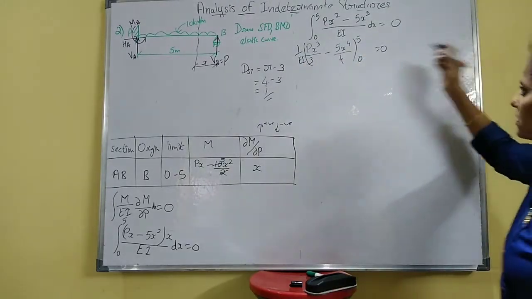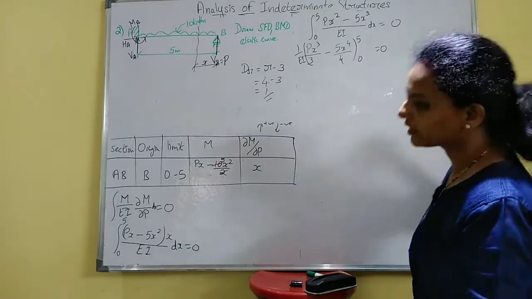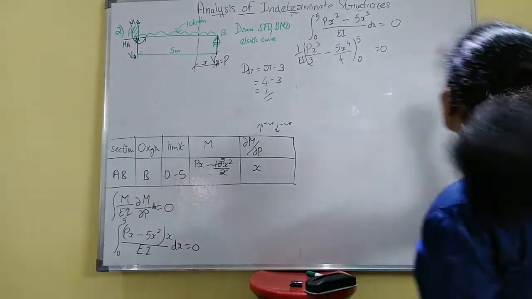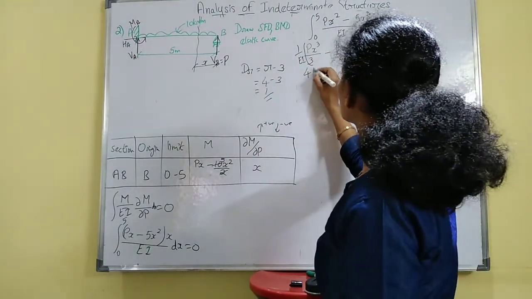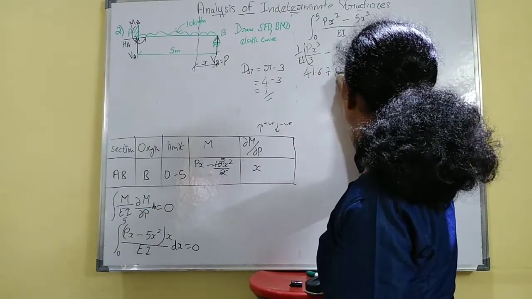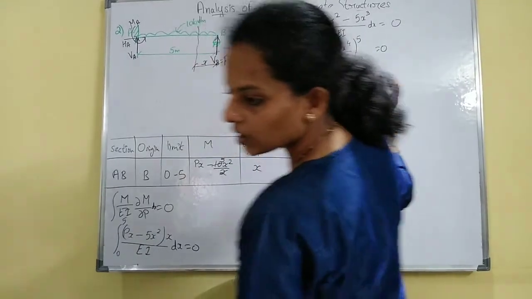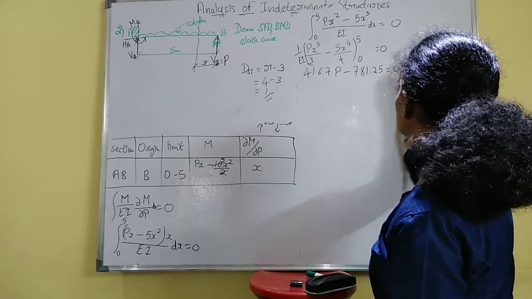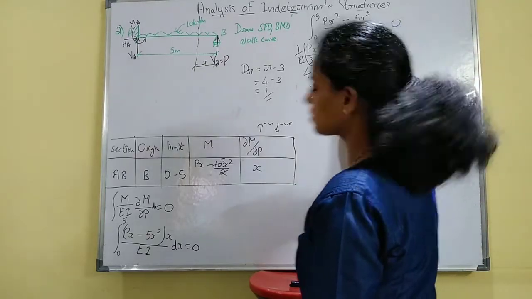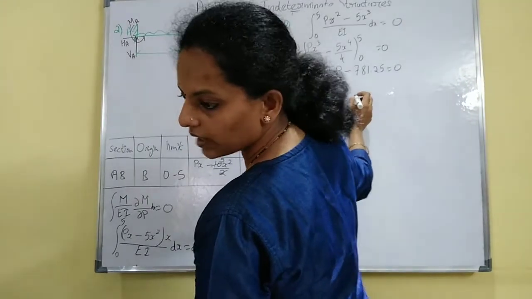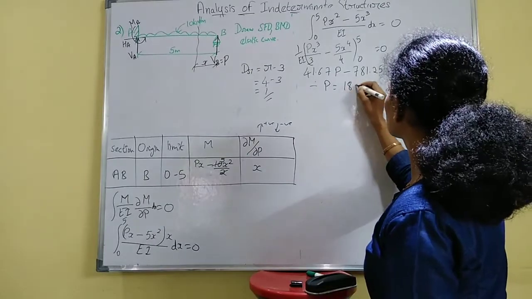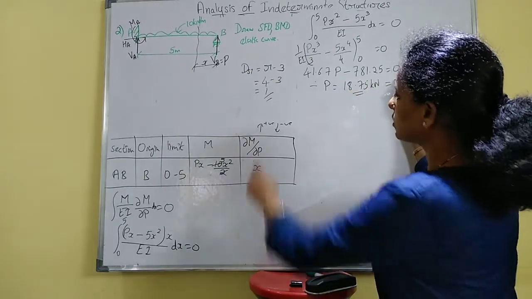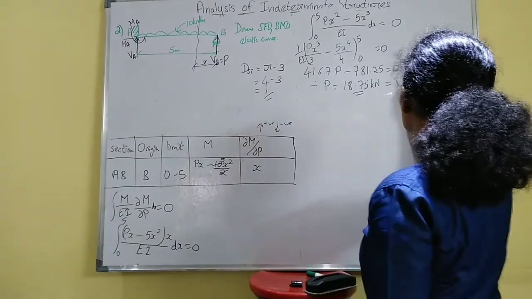EI will get cancelled. So after simplification, you have 41.67 P minus 781.25 equal to 0, which implies P is equal to 18.75 kilonewton. What is P? P is nothing but VB.